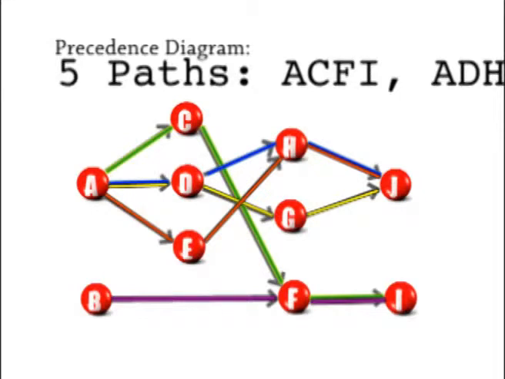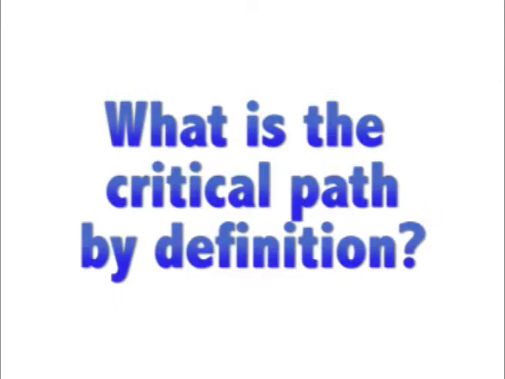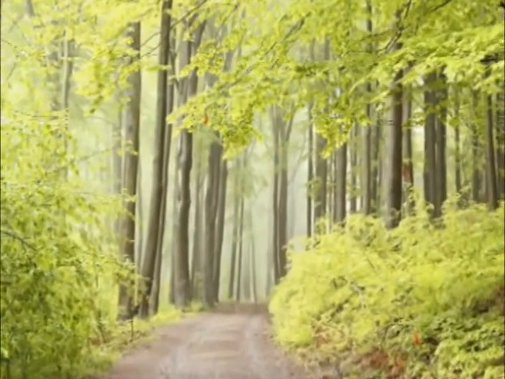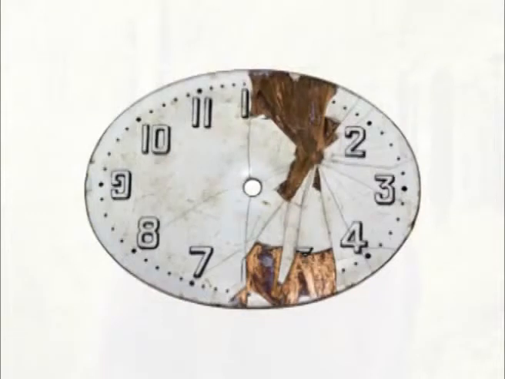We can go through and use the information that we had for each one of these activities, and we can identify what the critical path is. So what is the critical path by definition? Well, if you'll remember in class, we talked about the critical path as being that path that if you had any delays on, it would delay the entire project. That means that there is 0 slack time associated with the critical path.